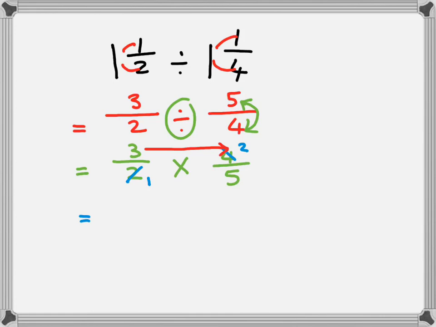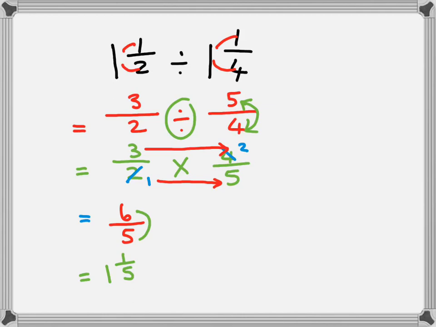3 times 2 is 6. 1 times 5 is 5. And we have here an improper fraction, which means we have to leave our final answer as a mixed number. 5 goes into 6 once with a remainder of 1 over 5. So that's your answer. It's so important in maths to do things one step at a time.